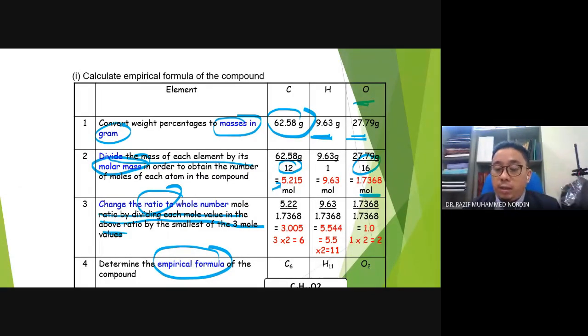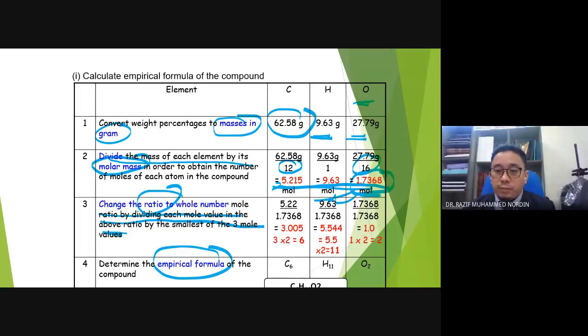Okay. And then from there, you have calculated for each individual element: for carbon 5.25 mole, for hydrogen 9.63, oxygen 1.7368. From here, you need to take a look or pick up the smallest number. The smallest number is 1.7368, and divide it with the others.